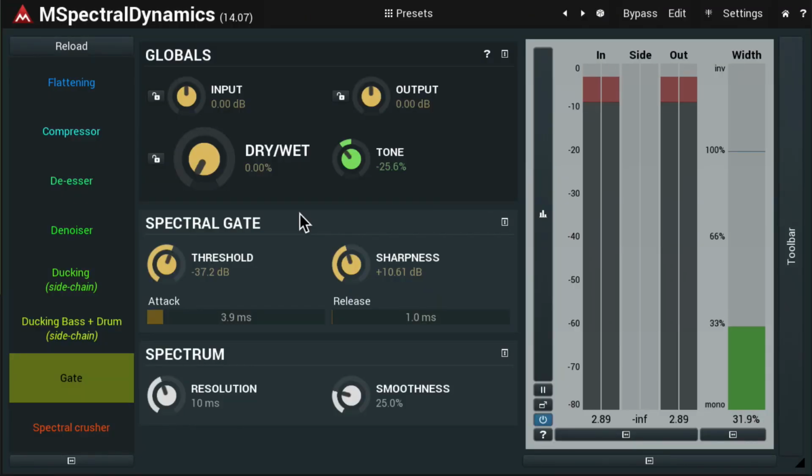MSpectralDynamicsLE's Spectral Gating can be taken to extremes with the gate device, which serves up all sorts of interesting effects.